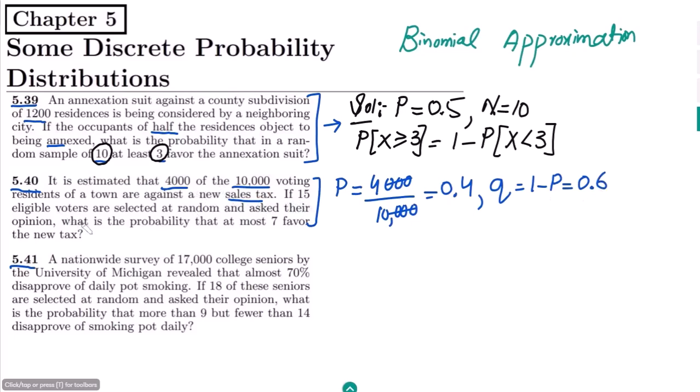If 15 eligible voters are selected at random and asked their opinion, what is the probability that at most 7 favor the new tax policy?